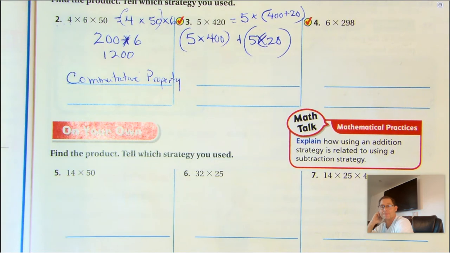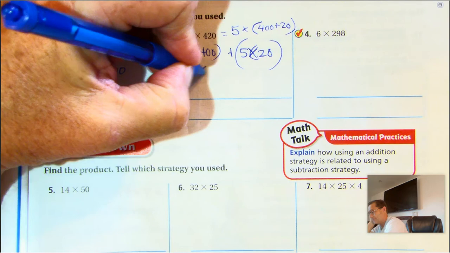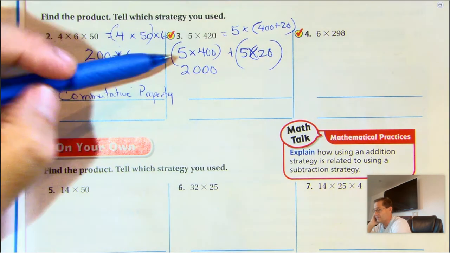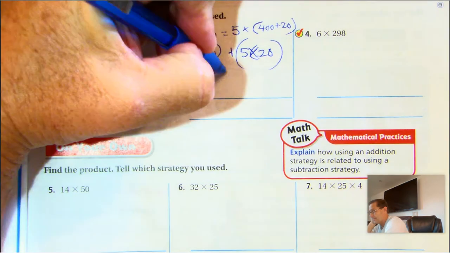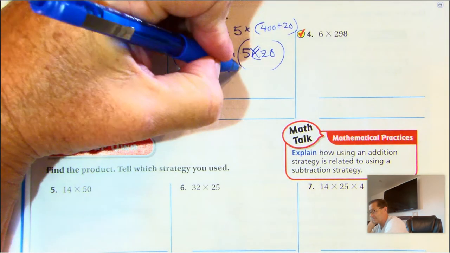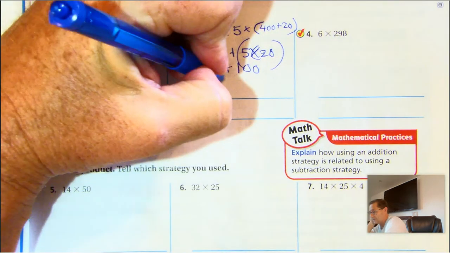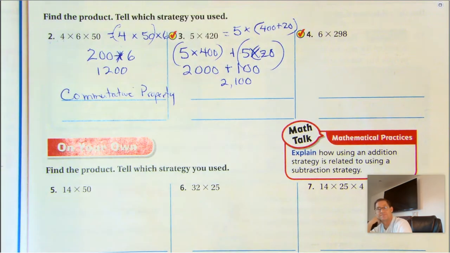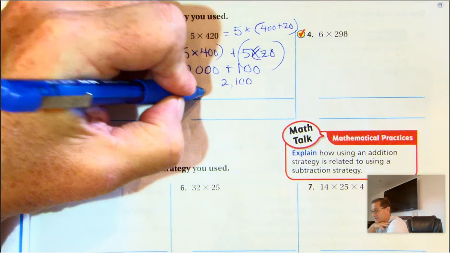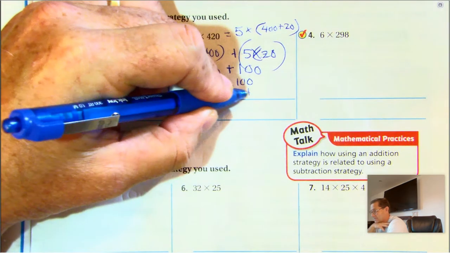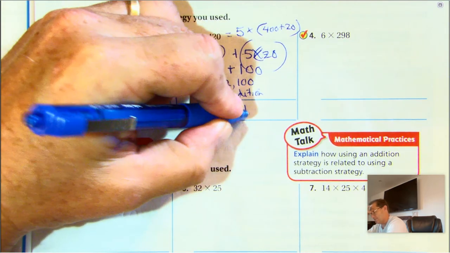All right, 5 times 400 is 2,000. 5 times 4 is 20. Put the 2 zeros from the 400. And then 5 times 20 will be 100. Add those together, 2,100. So you could say use addition was that method, or you could even say distributive property.